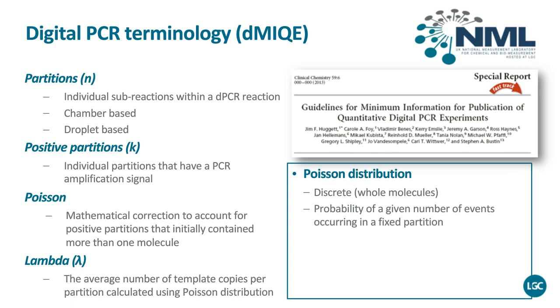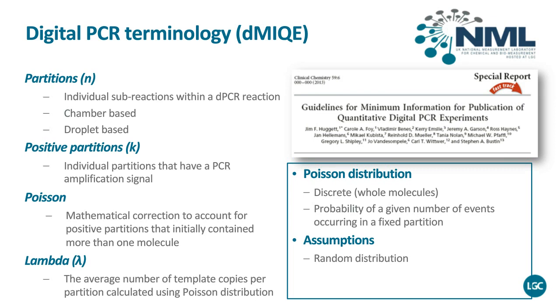Now, that Poisson distribution does have a number of requirements and assumptions. So the requirements are that it's talking about discrete molecules. So with PCR, we measure whole amplicons. You can't measure half a molecule. It's either present or absent. And then the probability of a given number of events occurring in a fixed partition. Essentially, what that means is we need the partitions to be of equal size. And then we also need a random distribution of those molecules. So that is, every single partition has an equal chance of having a molecule in it, or not.